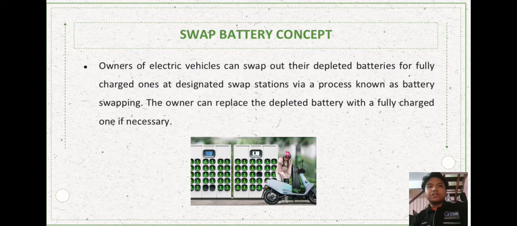And lastly, here is the battery concept. For electric car owners, swap stations allow them to swap out their depleted batteries for rechargeable ones. It is possible to replace a dead battery with a fully charged one if the owner desires. In addition to addressing the issue of charging stations, this will alleviate drivers' range anxiety.